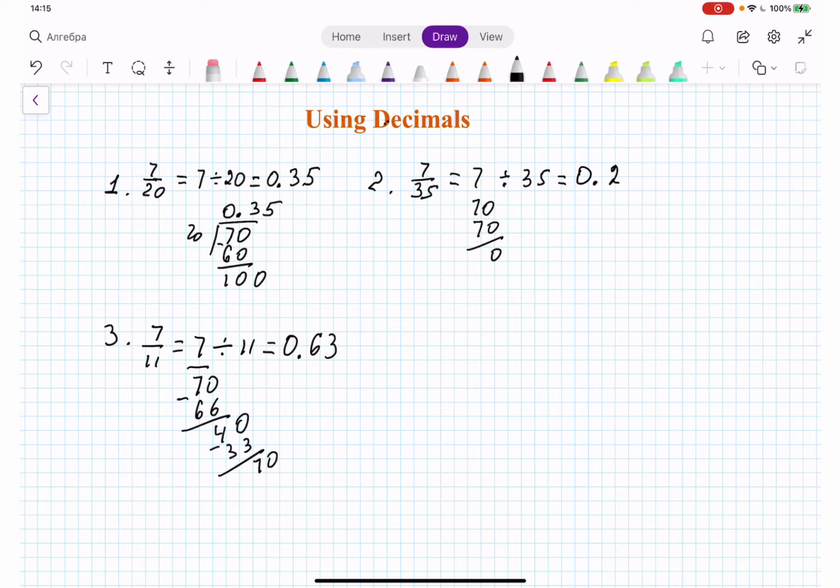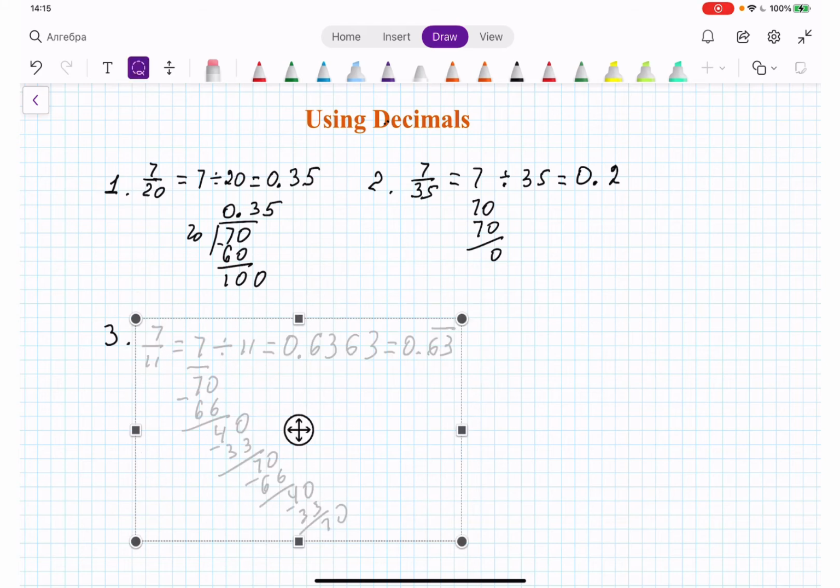Subtracting, getting 7, so 70 divided by 11 is 6. 66. Subtracting, 4. 40 divided by 11 is 3. And this way it will keep continuing, same thing. Because it's going to keep repeating 63, 63, 63, we are going to put 0.63. The numbers that repeat, I put a line over them, which means 63, 63, 63. Next one.